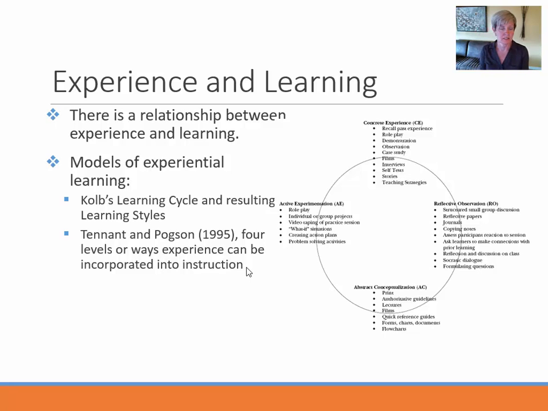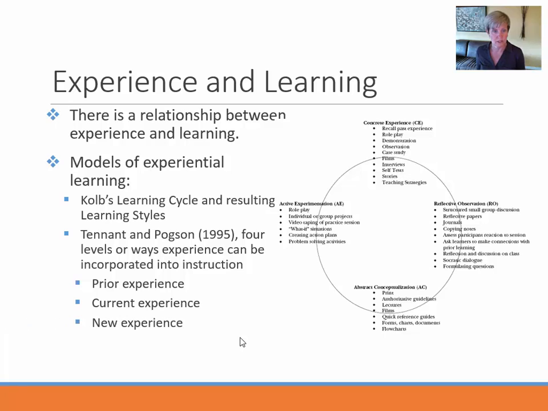Tennant and Pogson are talked about in that chapter. They have 4 levels or ways that experience can be incorporated into instruction. These actually resonated with me, and they give a good example of a person running for office using their prior experience, a person who's engaged in a current experience running for office, and how they have to engage in some self-directed learning to get through that and learn more in that current situation. They talk about how you would do it as not a novice learner, but how you would take your knowledge that you have right now and have a new experience.